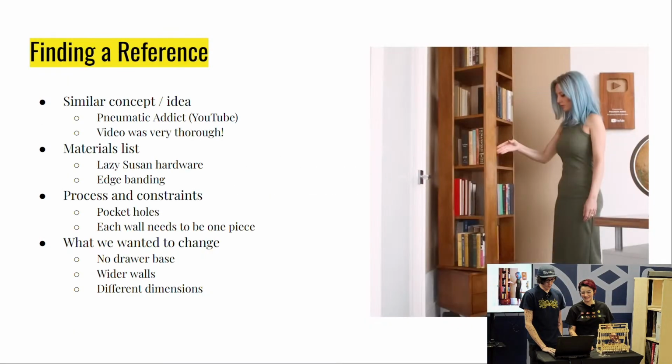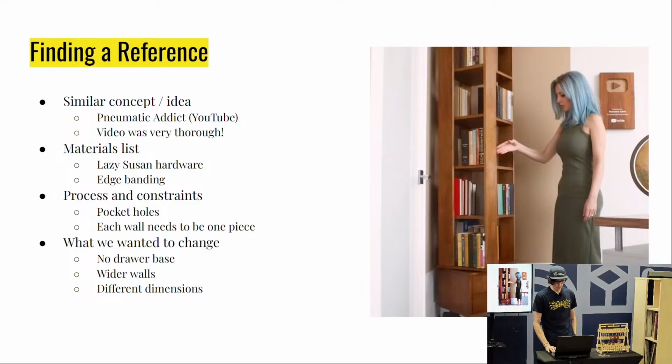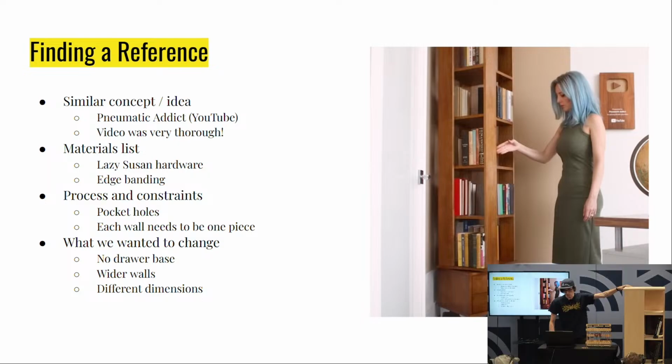As far as planning goes, I don't like reinventing the wheel, so we wanted to try to find a similar concept. We found a YouTuber called Pneumatic Addict who made a similar version of this rotating bookshelf. The video was very thorough and gave us a lot of really good insight into the types of materials that we would need, like a heavy-duty Lazy Susan that can supposedly support up to 1,000 pounds, which I think is sufficient for a bookshelf. And also edge banding the plywood, which is a thing Renee and I were not super familiar with as a concept before we dove into this project, so it was good to know what we were getting ourselves into.